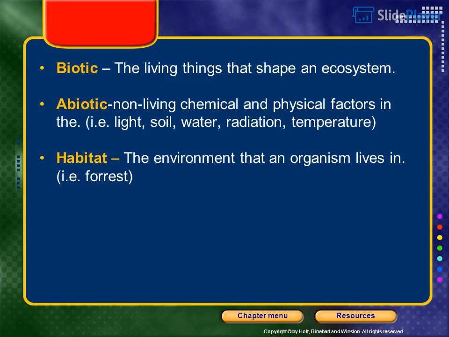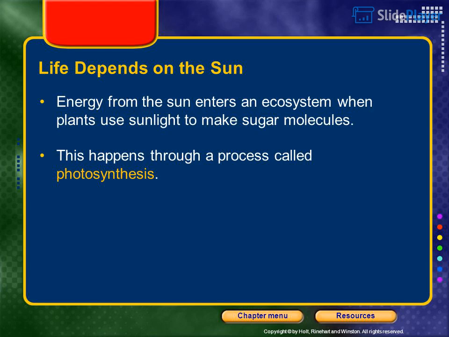Biotic: the living things that shape an ecosystem. Abiotic: non-living chemical and physical factors in the ecosystem, i.e. light, soil, water, radiation, temperature. Habitat: the environment that an organism lives in, i.e. forest.